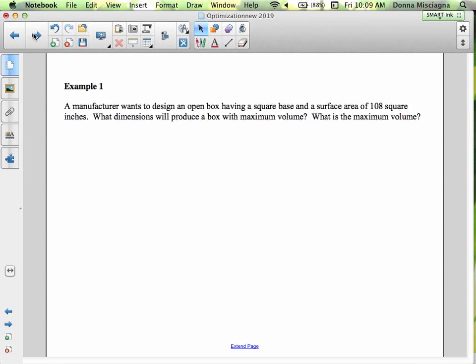All right, so example 1: a manufacturer wants to design an open box having a square base and a surface area of 108 square inches. What dimensions will produce a box with maximum volume? What is the maximum volume? All right, so we'll draw a box.